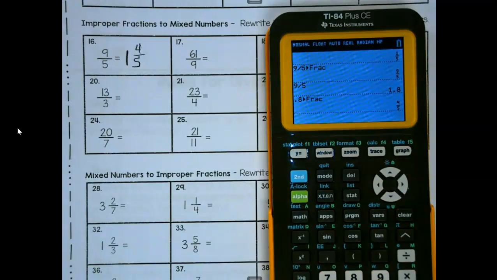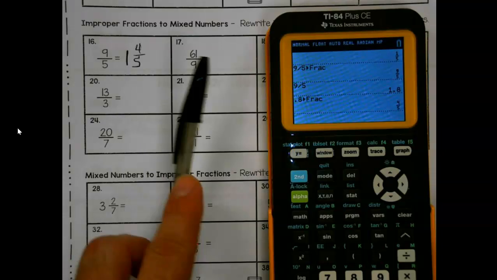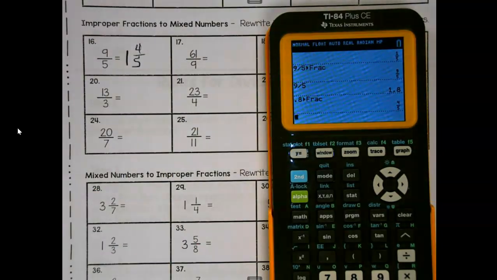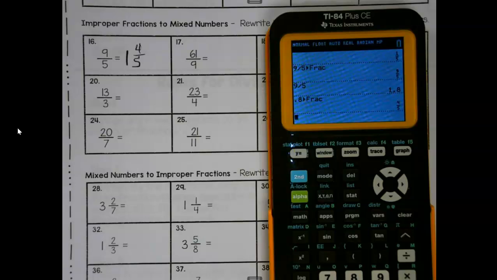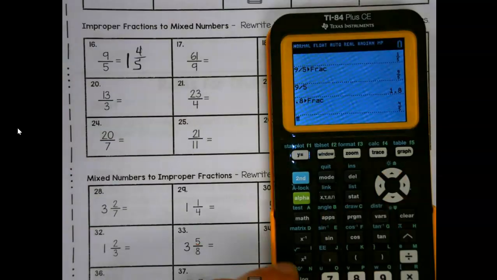Or I could, when I get to that 1 whole, remind myself, okay, that 1 whole would be 5 out of 5. And if this is 9 out of 5 and that 1 represents 5, I got 4 left. So there's lots of ways you can do this. You can even do long division, but that's me showing my age, that I like to do the long division thing as I'm going.